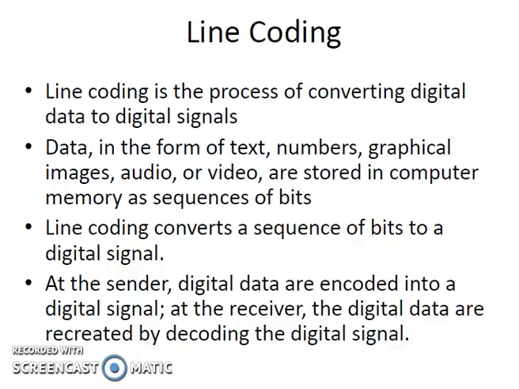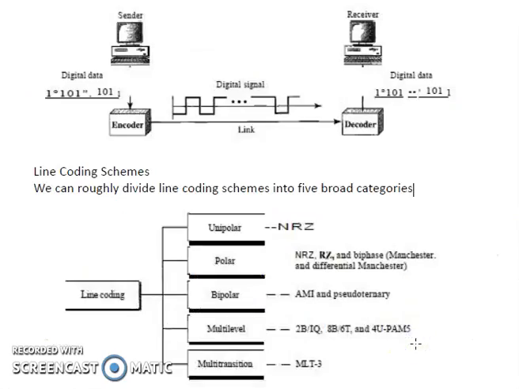Data in the form of text, numbers, graphical images, audio or video are stored in the computer memory as a sequence of bits. Line coding converts a sequence of bits to a digital signal. At the sender, digital data are encoded into a digital signal. At the receiver, the data are recreated by decoding the digital signal. So this is how the encoding and decoding works.